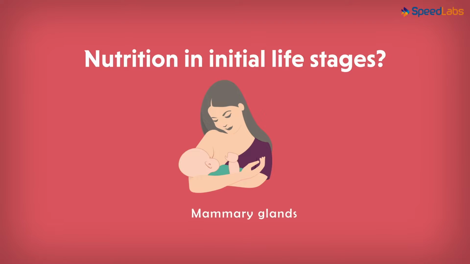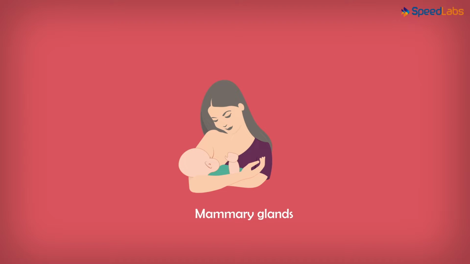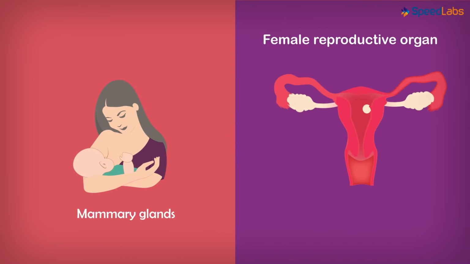Yes, the mammary glands are also a part of the reproductive system. These provide nutrition in the form of milk post-birth. Thus, the female reproductive organ is the site where the zygote fertilizes. It is also the place where the baby attains complete growth to live as a new individual.